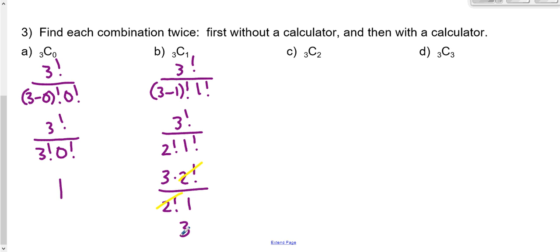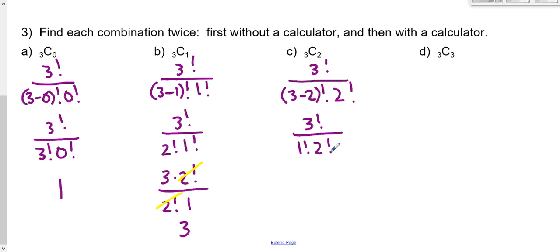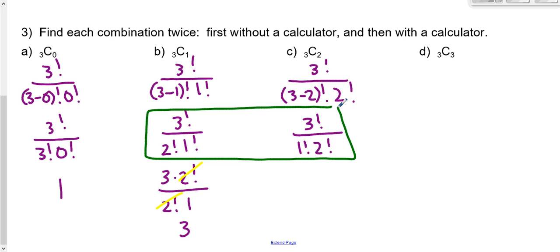How about 3 choose 2? So we have 3 factorial divided by 3 minus 2 factorial times 2 factorial. And that is going to be 3 factorial divided by 1 factorial times 2 factorial. Notice that that's exactly the same as the previous one, because choosing one thing out of 3 is exactly the same as not choosing 2 things out of 3. So we have a lot of symmetry going on here.